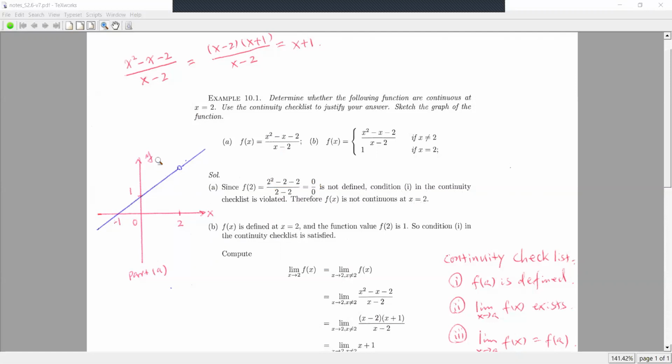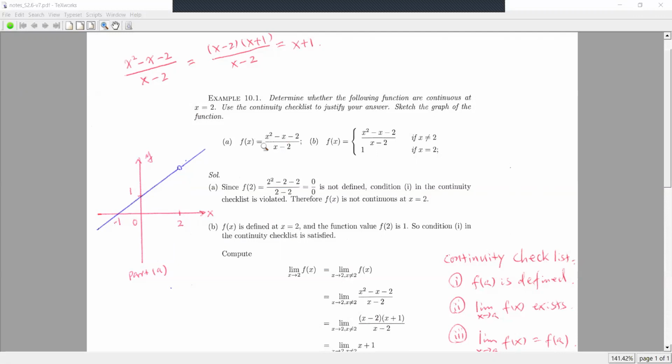Here is the graph of this function. At point 2, no function value, so there is an open dot. The graph has a break at 2, so not continuous at 2.